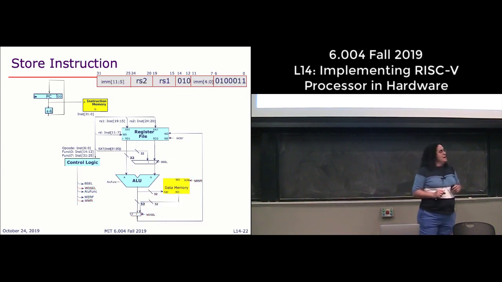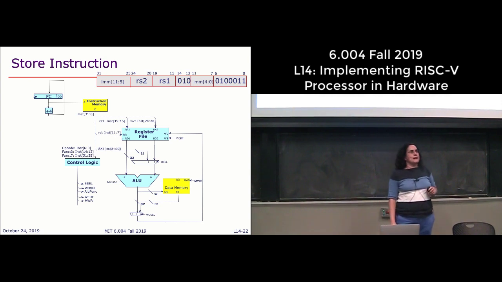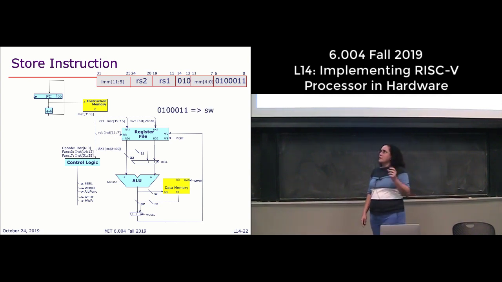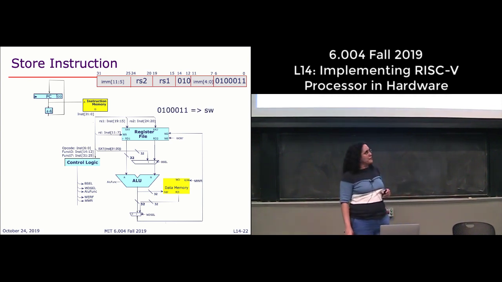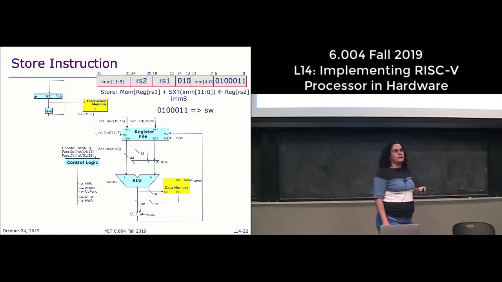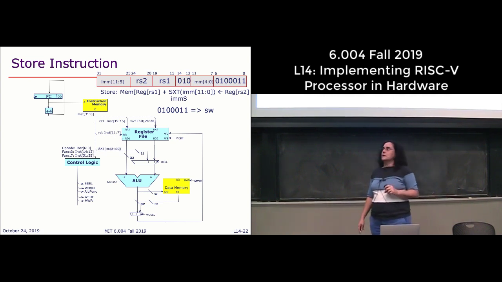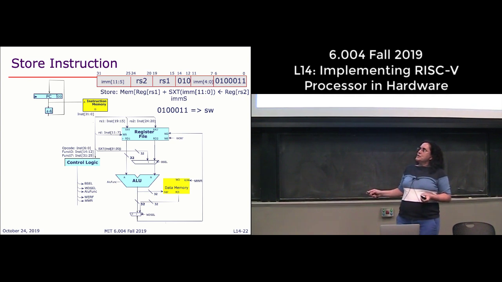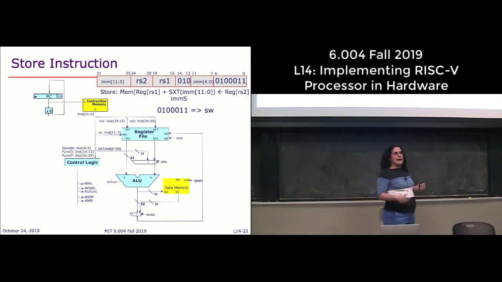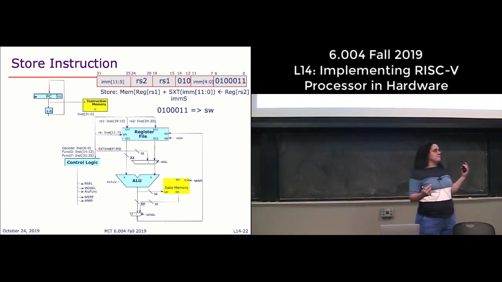All right. So let's move on to a store. So once again, the store is its own type of operation, and this opcode tells us that it's a store word. And here's what a store looks like. Okay? So it's got some similarities and some differences to our load instruction. The first is that instead of the RD register, we're using the RS2 register, because that is the source for the value that we're going to write to our memory.